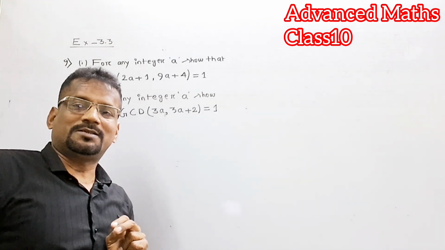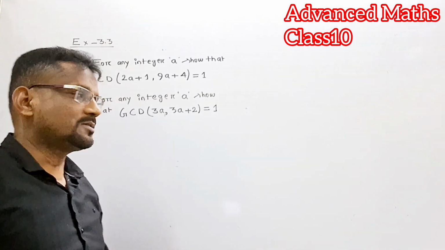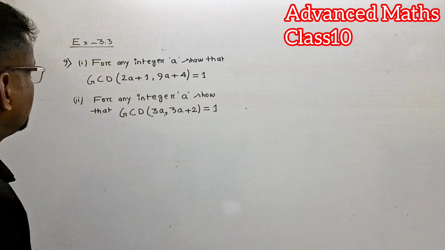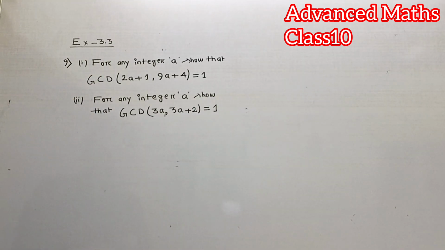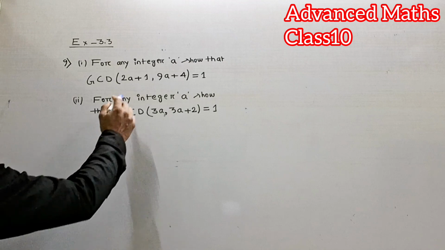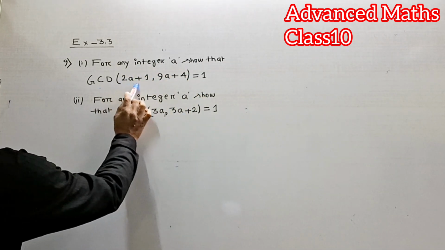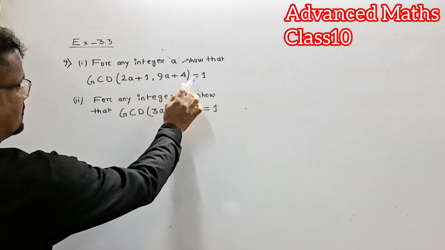Two important questions highly expected for your board exams. The questions are from exercise 3.3, arithmetic of integers. Here it is asked: for any integer a, show that the GCD of 2a + 1 and 9a + 4 is 1.